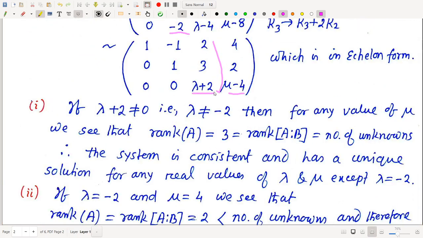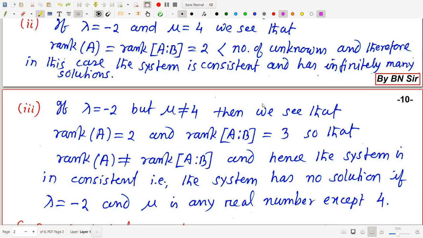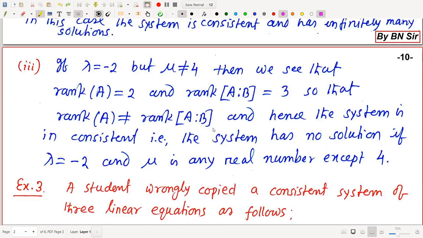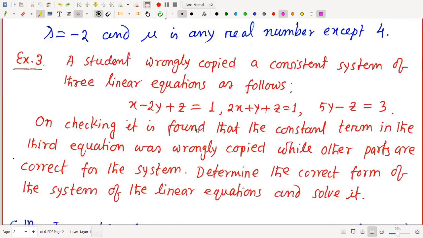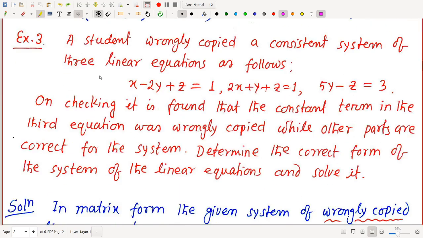You can see that if lambda equal to -2, these 3 elements will be 0 and mu not equal to 4. In that case, if you want to write the third changed equation, it will be 0x plus 0y plus 0z equal to a non-zero number, because mu not equal to 4. So 0 equal to non-zero. That is absurd. That's why we said that the system is inconsistent in the third case, and that is, the system has no solution. Next example.